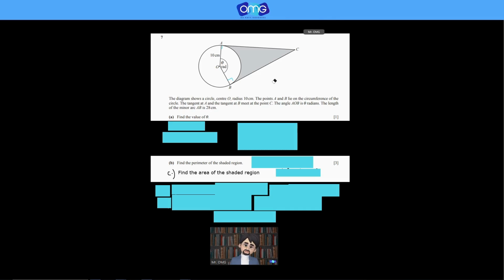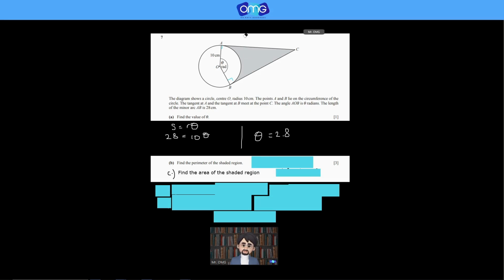The diagram shows a circle, center O, radius 10. Minor arc AB is 28, and find the value of theta. To find the value of theta, we use the formula s equals r theta, where s is the arc AB. Arc AB is 28 equals 10 times theta. Theta equals 2.8, and that's the answer for the angle.